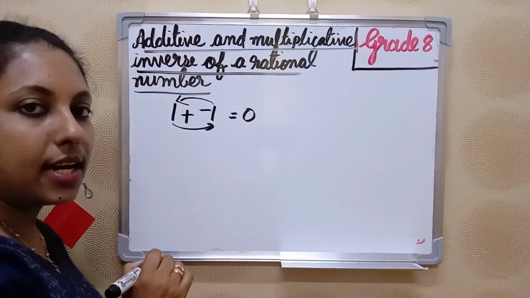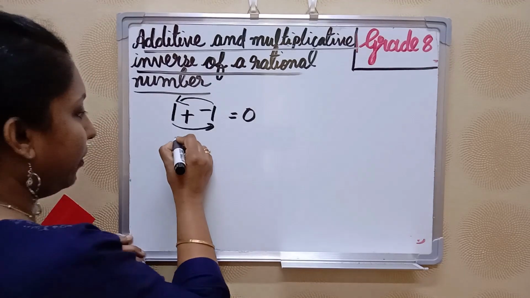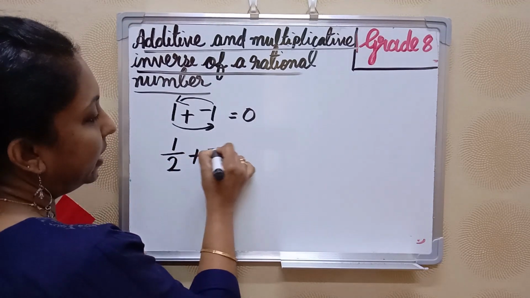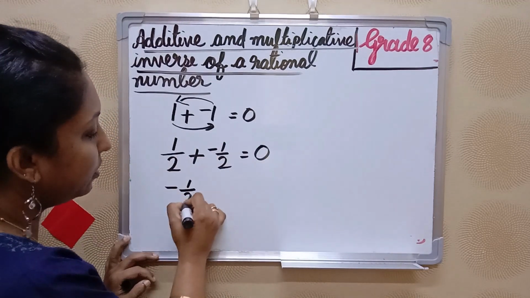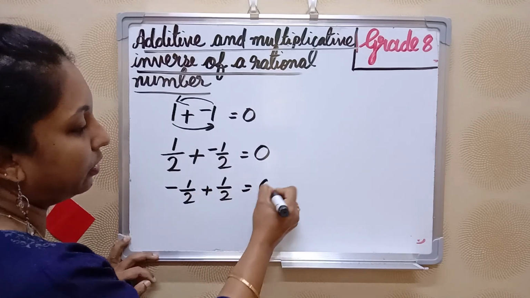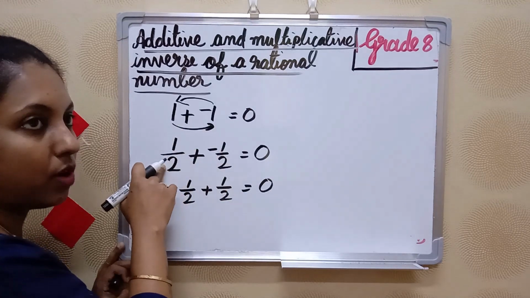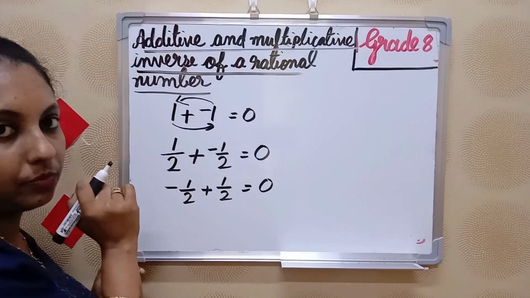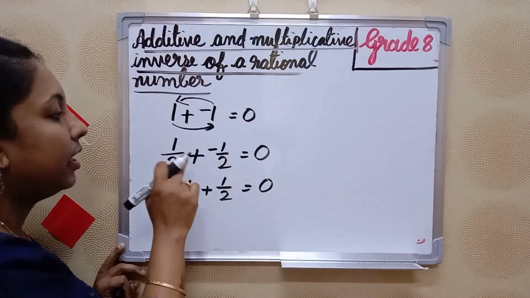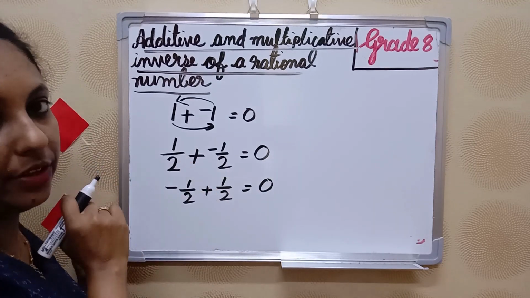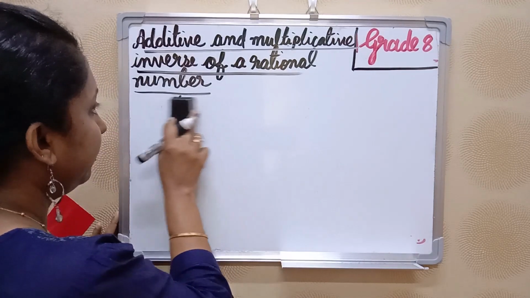Then, by which rational number would you add 1 by 2 to get 0? In the same way, 1 by 2 plus negative 1 by 2 is equal to 0, or negative 1 by 2 plus 1 by 2 is equal to 0. Which means negative 1 by 2 is the additive inverse of 1 by 2 and vice versa. So all rational numbers have their own additive inverse.